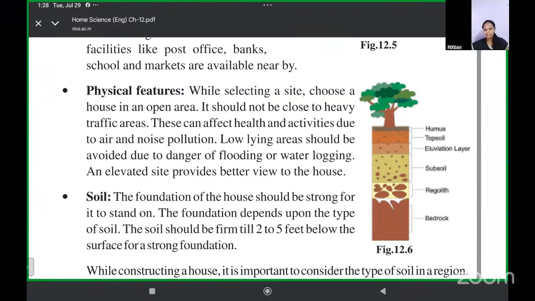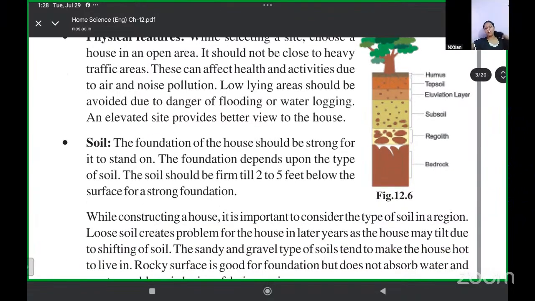An elevated site provides a better view to the house. Elevated means a little higher, a little on the higher side. The site should be such that you can have a better view. You will not get flooding, and you will not get water logging on the roads and nearby. And there is soil. The foundation of the house should be strong for it to stand on. A strong foundation is very important. Okay, what is a foundation?